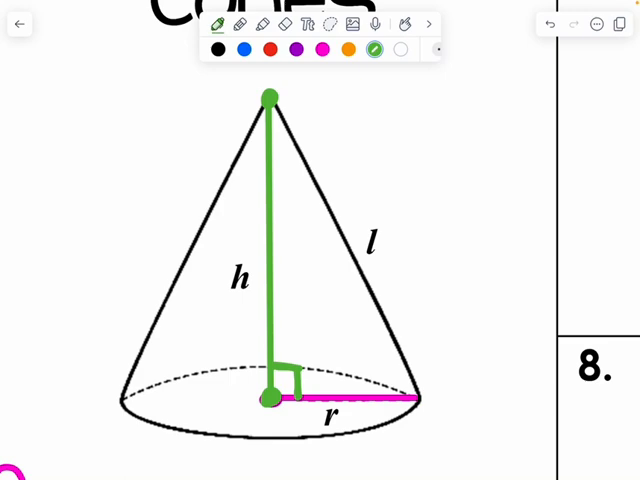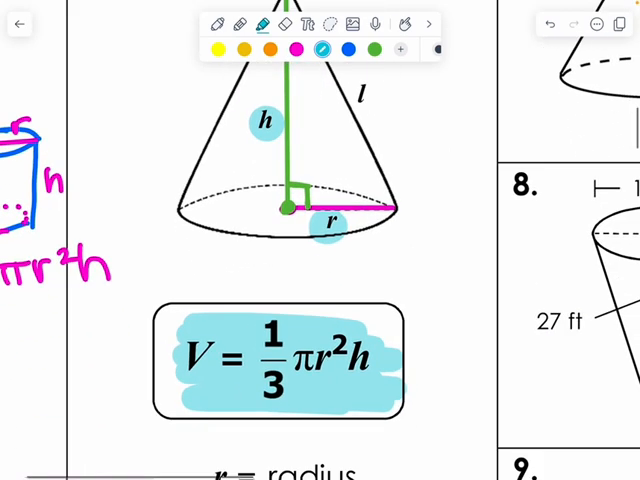Okay, so if we can find the radius and we can find the height, then we can use our 1/3 pi r squared h to find the volume. And as a reminder, we are going to use pi. Since we don't have a pi button, we're going to use 3.14 in our calculators.